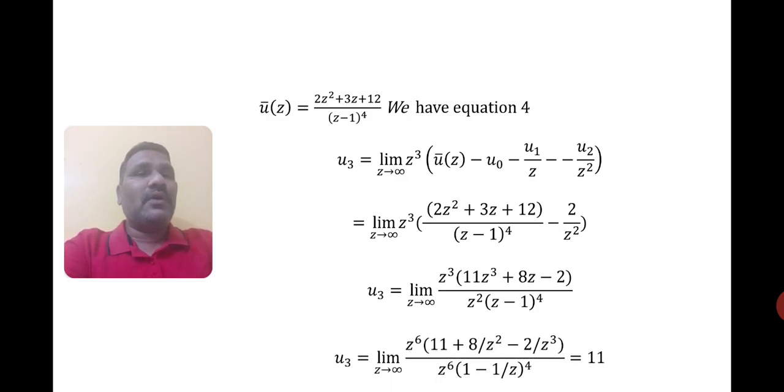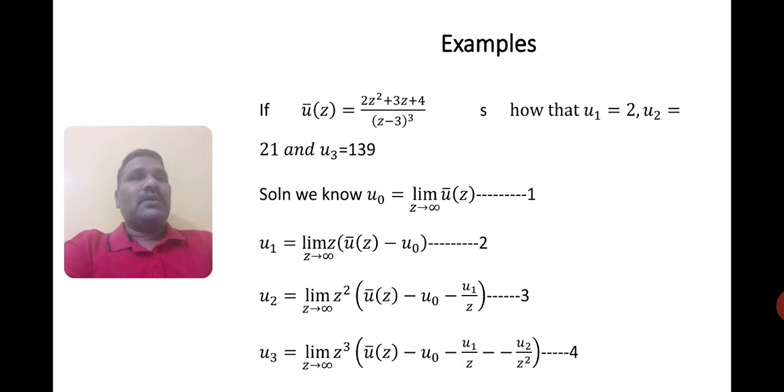If you take the common over here, it is z⁶ times (11 + 8/z² − 2/z³) divided by z⁶ times (1 − 1/z)⁴. Now if you do this, z⁶ and z⁶ will get cancelled, so the answer will be 11. So a similar type of example I took here.